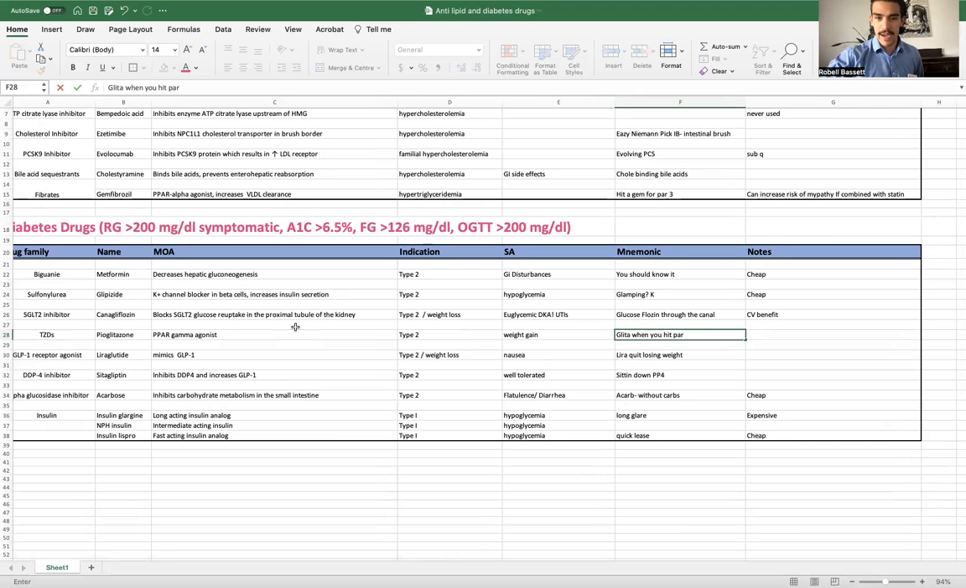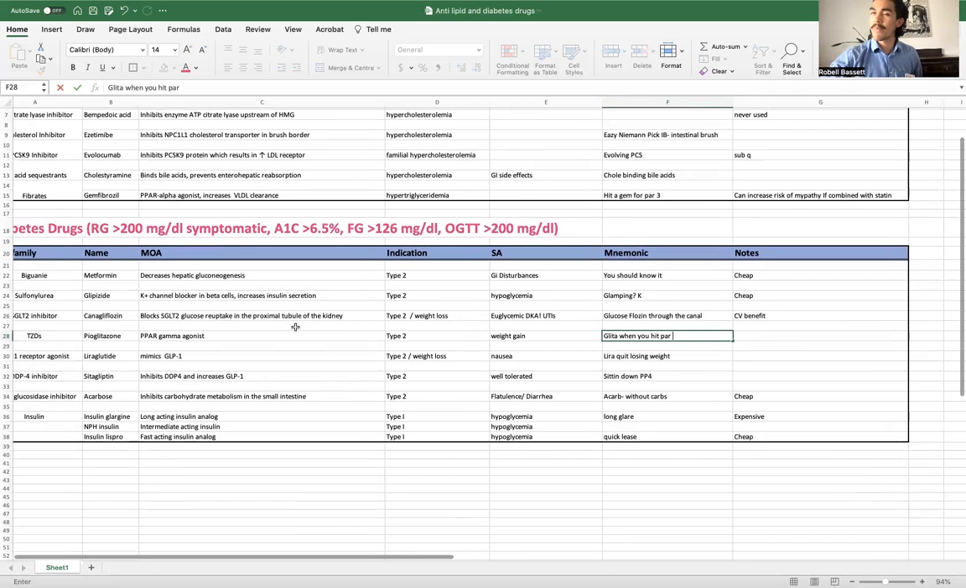Next drug, glipizide. Glamping K. Want to go glamping? K. Glipizide is the glamping drug. We think of it blocking K.